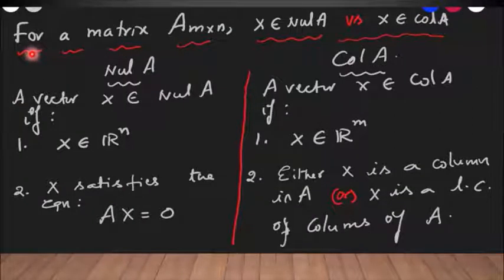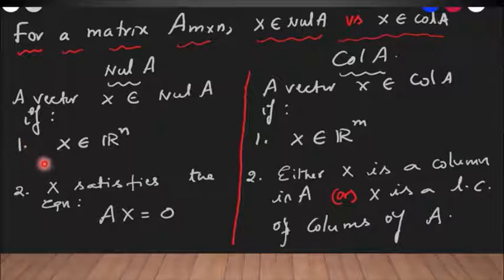Before doing further problems, let us quickly compare null A and column A. Here I am going to explain, for a matrix A n by n, x belongs to null A versus x belongs to column A. So here it is null A and here it is column A. A vector x belongs to null A if it satisfies two conditions, the same way a vector x belongs to column A if it satisfies the following two conditions.